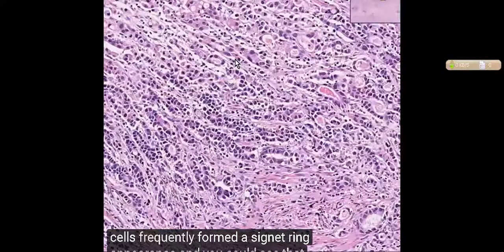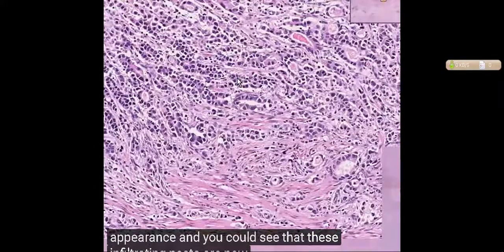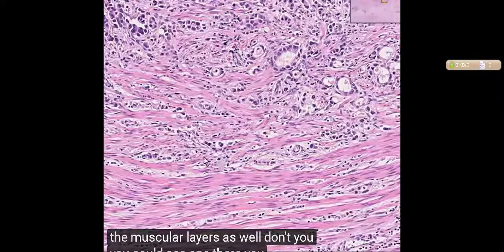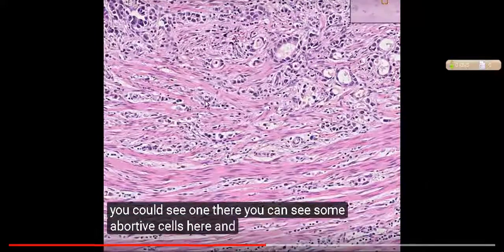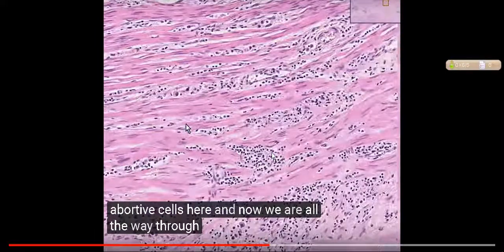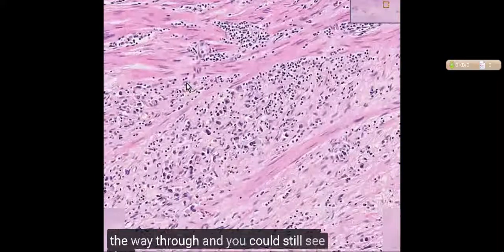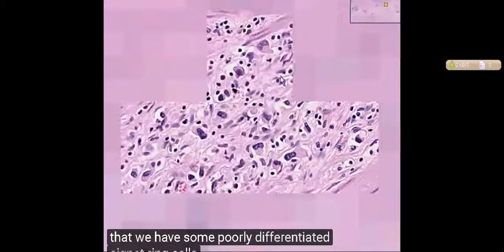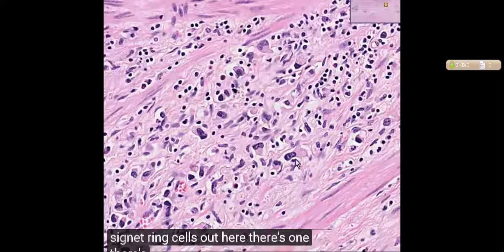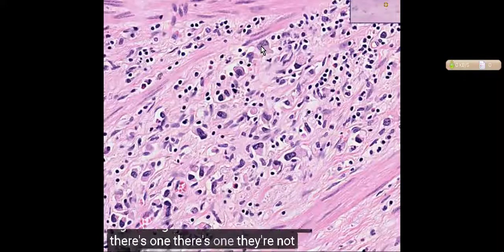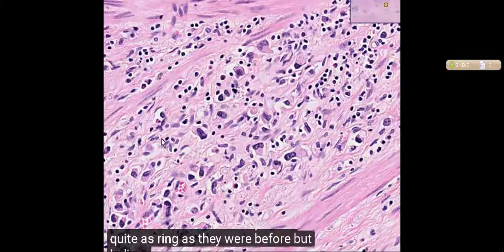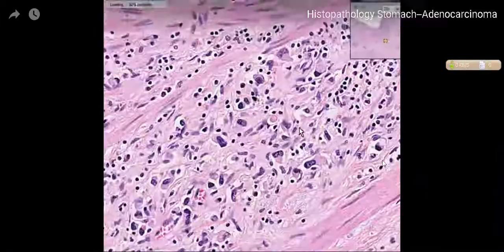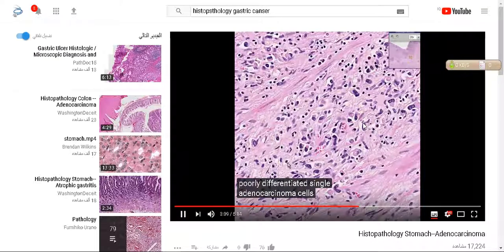And you could see that these infiltrating nests are now going through the muscular layers as well, don't you? You could see one there. You can see some abortive cells here. And now we are all the way through, and you could still see that we have some poorly differentiated signet ring cells out here. There's one, there's one, there's one. They're not quite as ring as they were before, but believe me, almost all of the big ugly cells here are poorly differentiated single adenocarcinoma cells.